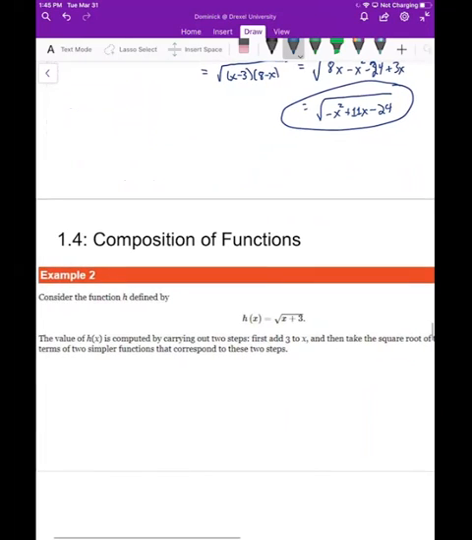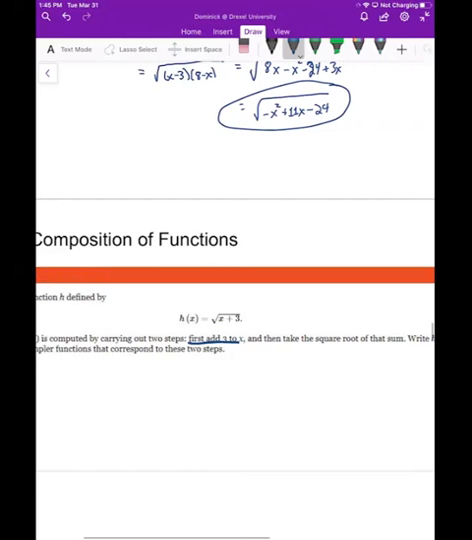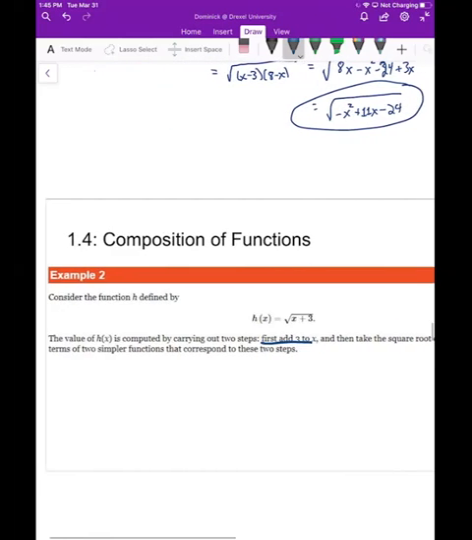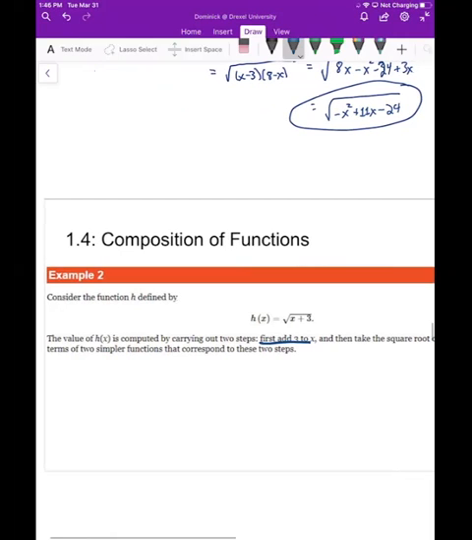Okay, so now we're going to look at how we can express a square root function as the composition of two functions, right? So the first thing that you're doing to x is adding 3, and then you're taking the square root of those things. So what we want to do is write that in terms of two simpler functions that correspond to these two steps. So one, we'll let f represent add 3 to x. And how do we say add 3 to x? Well, we say x plus 3. And then we take the square root.